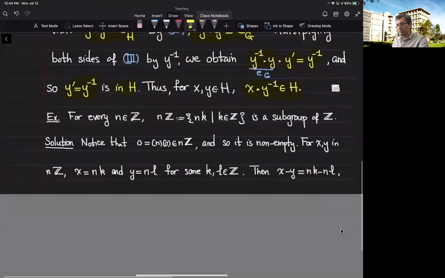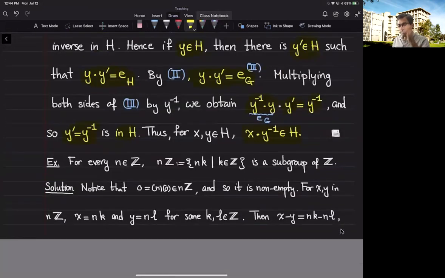Now let's try to use this to see some examples. For instance, in the group of integers under addition, all multiples of a given integer n form a subgroup. So for every n inside Z, the set of multiples of n is denoted by nZ. That's the set of integer multiples of n, and that forms a subgroup of Z.